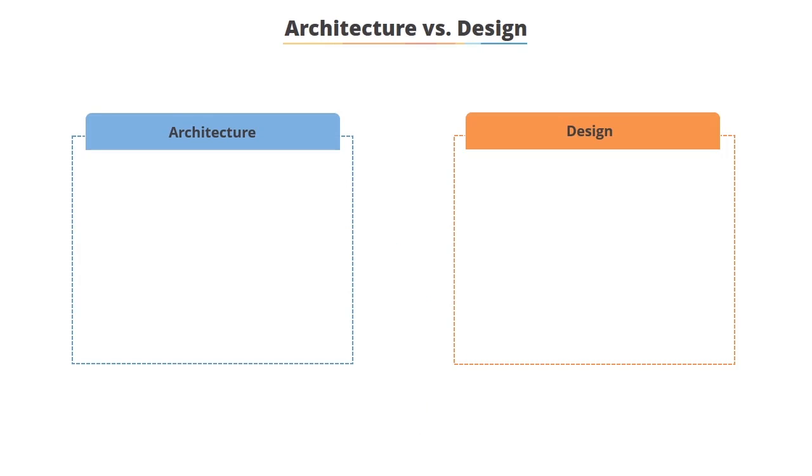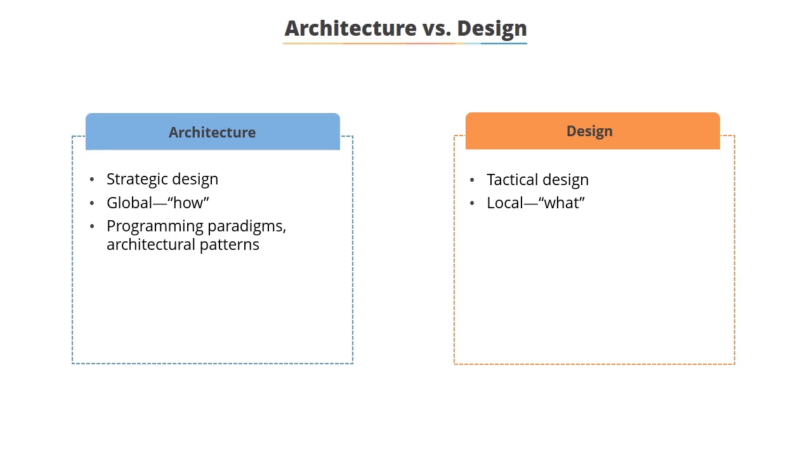So this compares architecture and design. Architecture is more strategic, whereas design is tactical. The important word in architecture is how. How do things fit together, rather than what do we use to connect things together. We look at programming paradigms and architectural patterns, high-level patterns, rather than algorithms and low-level patterns.